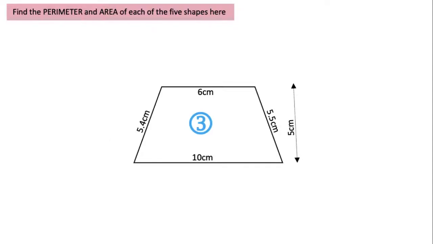The next one is a trapezium. So the perimeter is just the 4 sides added up. 6 plus 5.5 plus 10 plus 5.4. And that comes out to be 26.9 centimeters.